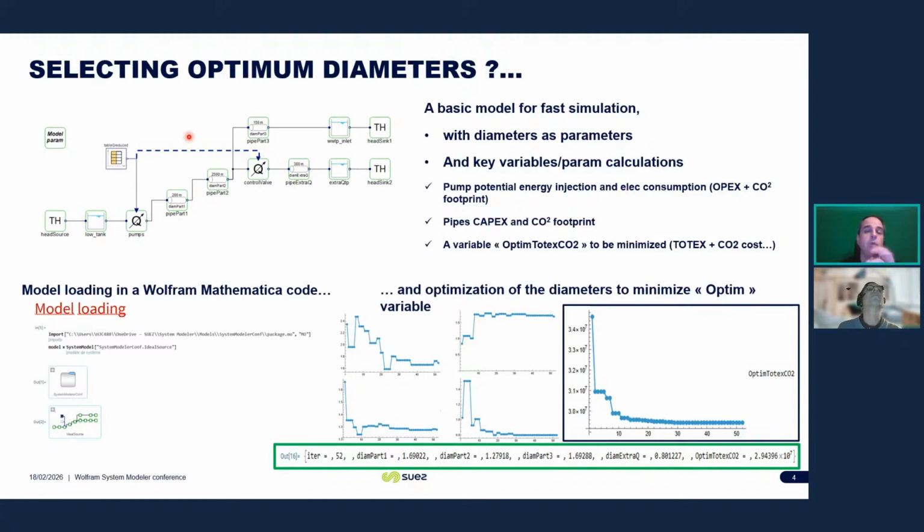We then load the simulation into Mathematica to run the model thousands of times using an automated optimization workflow. The objective function minimizes TOTEX, and this includes CAPEX, construction costs, OPEX, operational costs, mostly energy consumption, and CO2 footprint. So this is a multi-objective optimization problem solved through parametric sweeps and search algorithms that converge towards a kind of Pareto optimal solution.